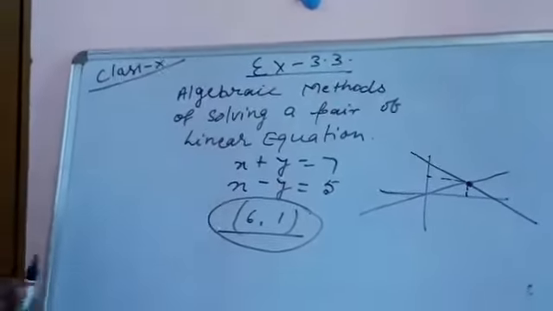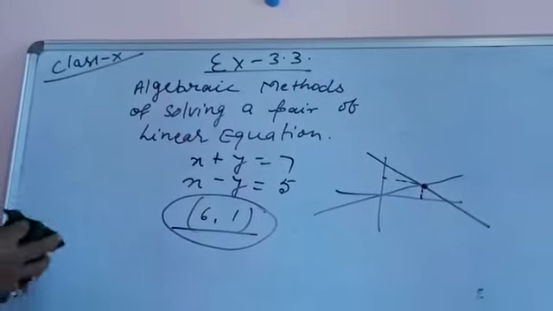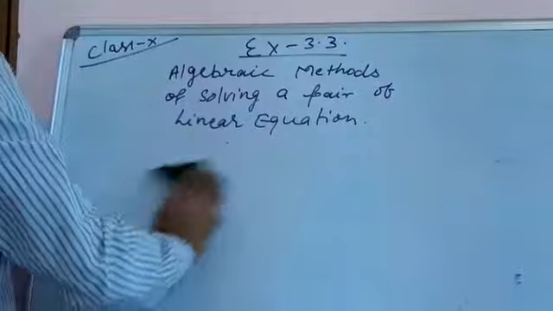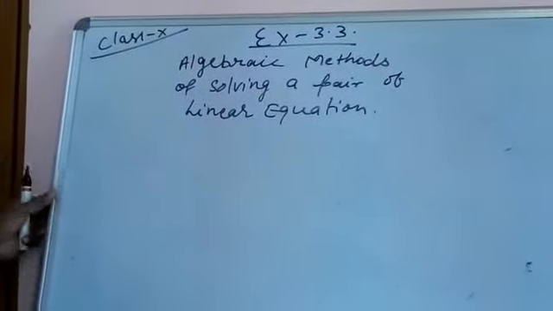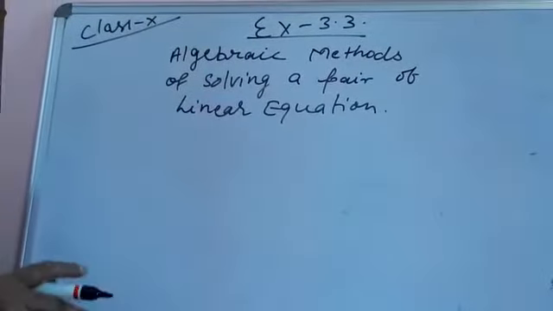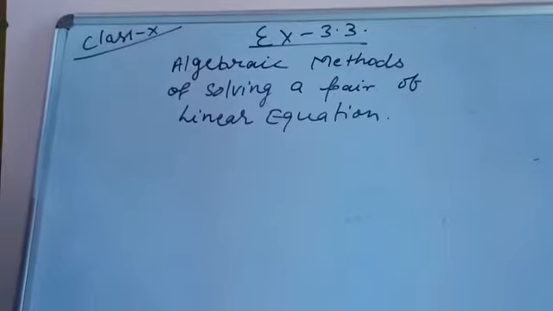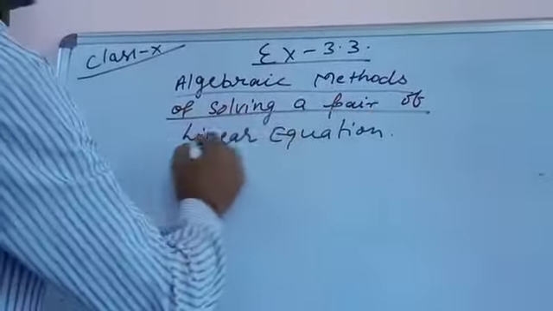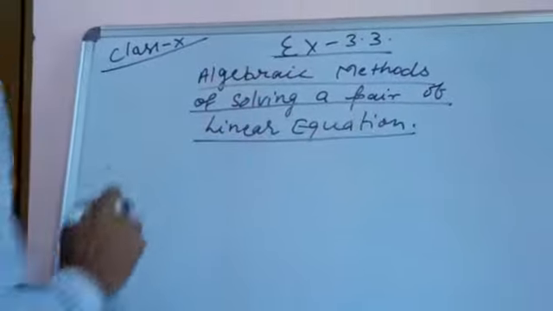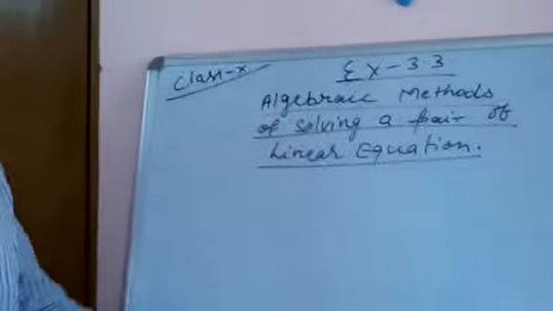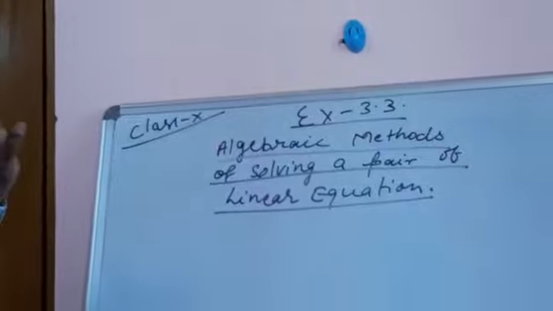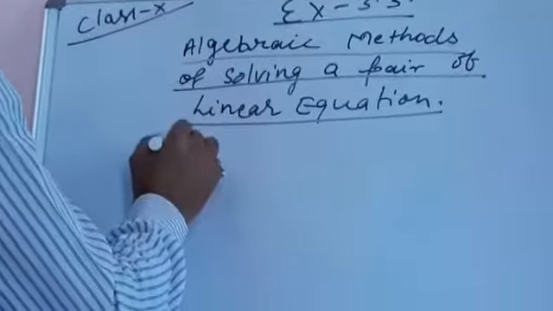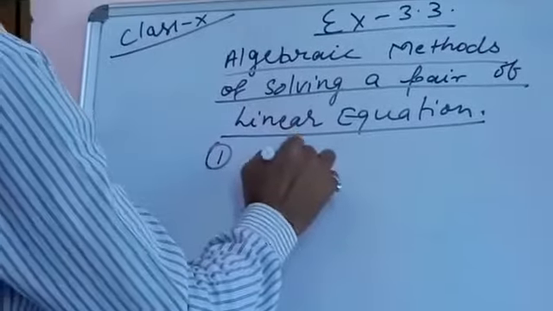the question arises: is there any alternate method to solve a pair of linear equations in two variables? The answer is yes. That alternate method is the algebraic methods of solving a pair of linear equations. So what are they? The very first among them is the substitution method.